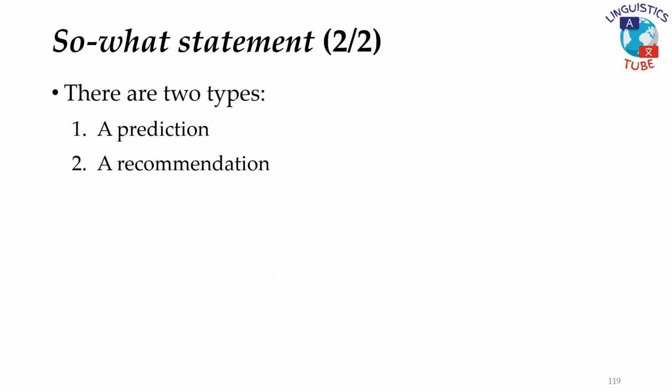So, how do we write a so what statement? Well, it is usually either a prediction of what might happen in the future, or a recommendation of what should happen in the future. I believe that your essay topic will determine which type of so what statement is more appropriate. So, let's look at both types, with examples and my suggestions.